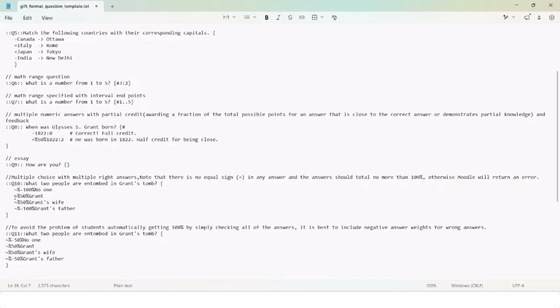Then for the correct answers, we put the tilde sign, the percentage, which is 50%, then the correct answer. What it means is these two choices are the correct ones, and the total percentage score should be 100%. This and this are wrong. These two are correct, so each of the correct answers is assigned 50%. If we had 4 correct answers, then each would be assigned 25%. This is what you call a multi-select question type.